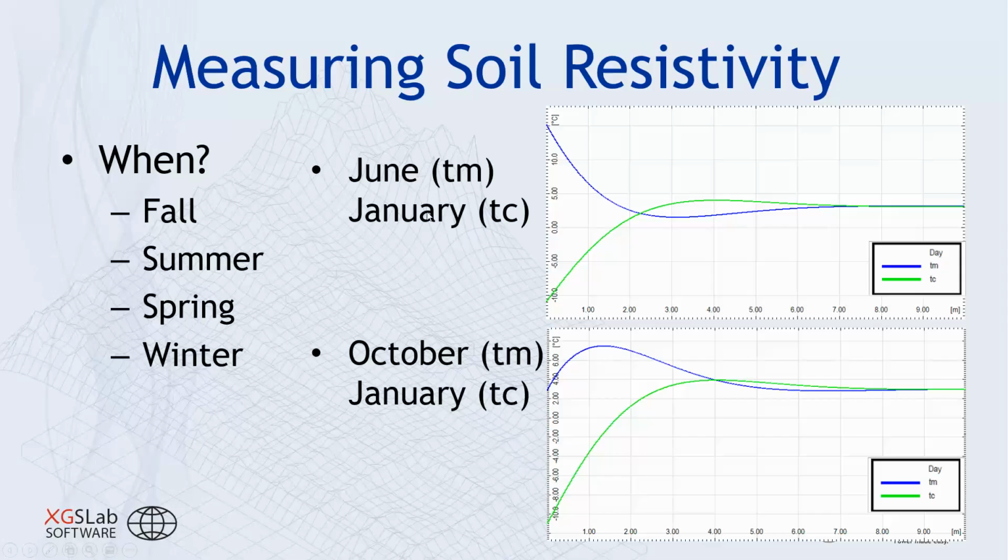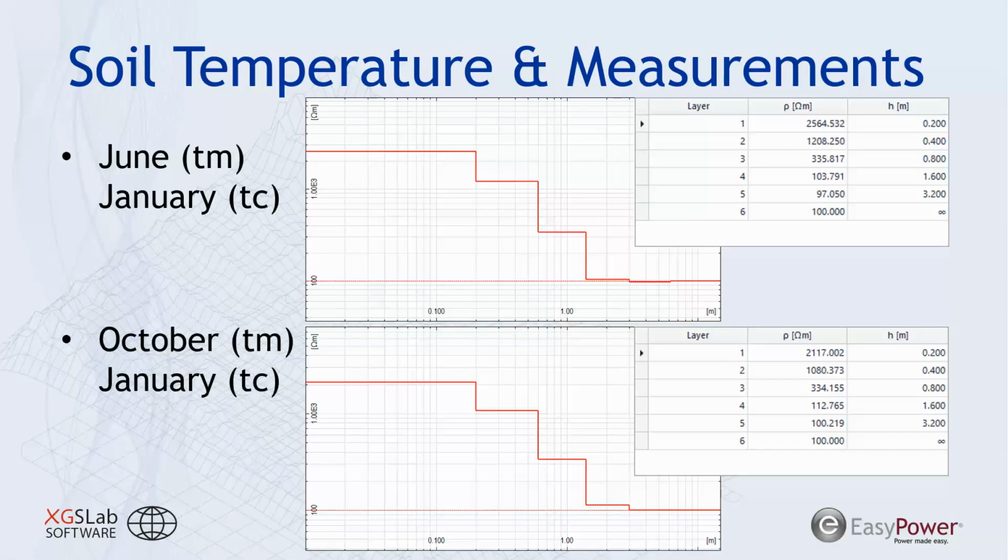If you are translating this into a frozen soil model, it's going to make a difference, and that's displayed here. On the top graph, I have my measurement that I performed in June, and the native soil measurement recorded in June is at 100 ohm meters. Translating the temperature change from June to January and the corresponding soil resistivity increase, I can see an upper soil layer resistivity of approximately 2,500 ohm meters.